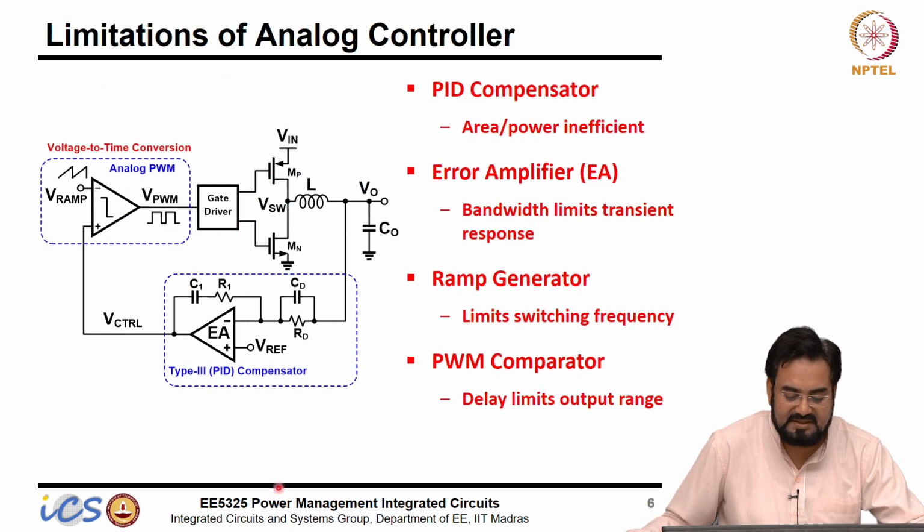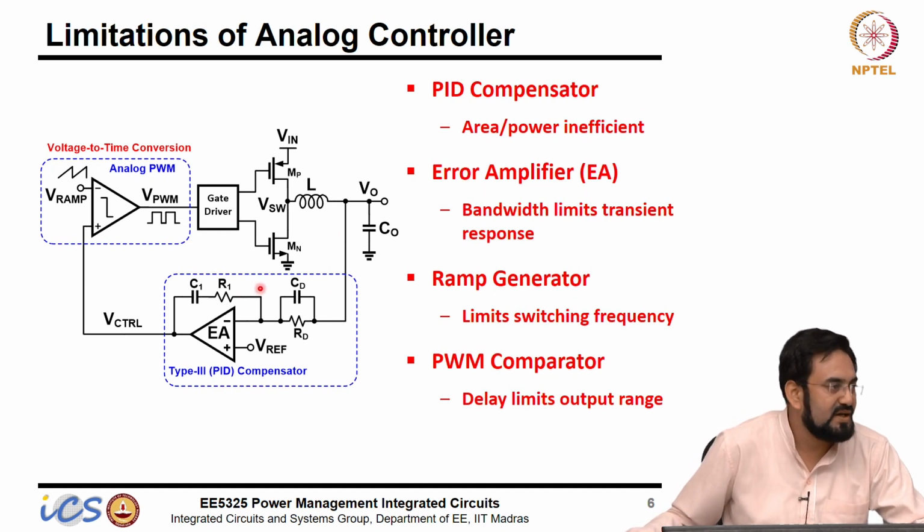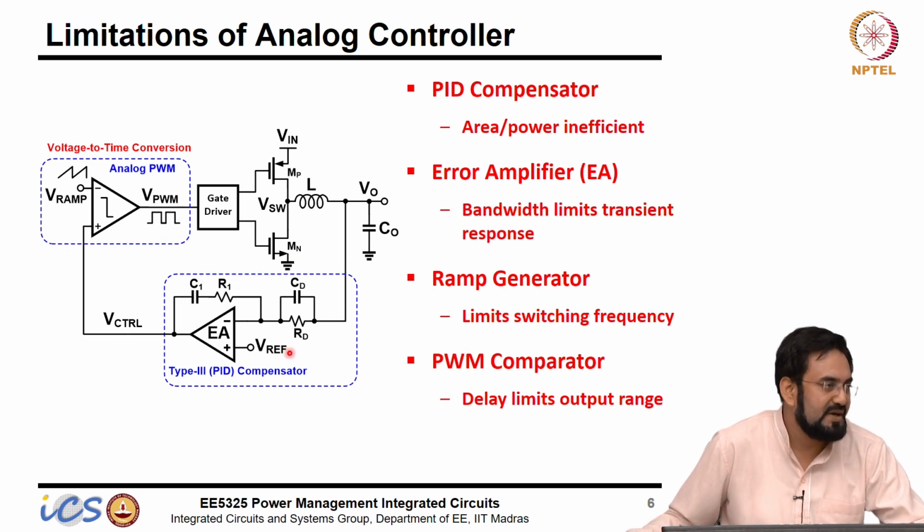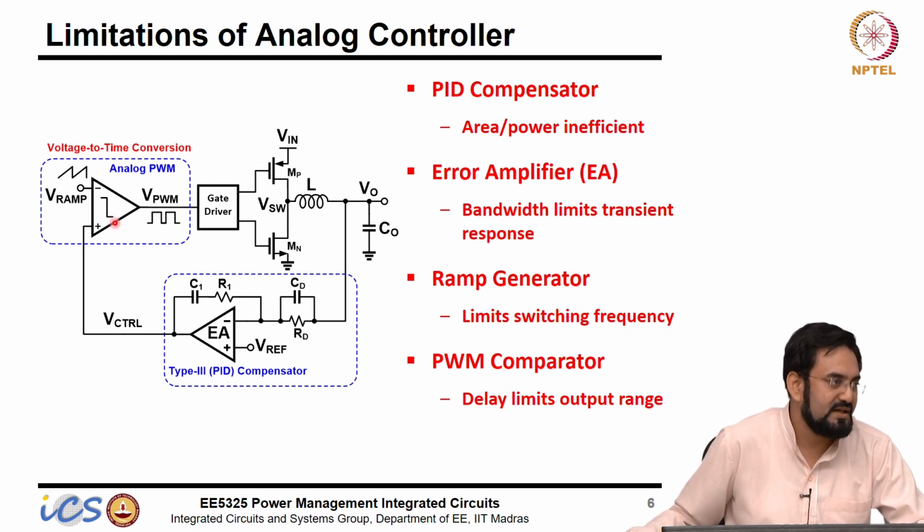But there are some limitations, and we know with the analog controller, if I want to increase the switching frequency and I want to still operate at the same bandwidth, I need a very high gain bandwidth error amplifier. I need a very fast comparator, because I cannot have large delay here.